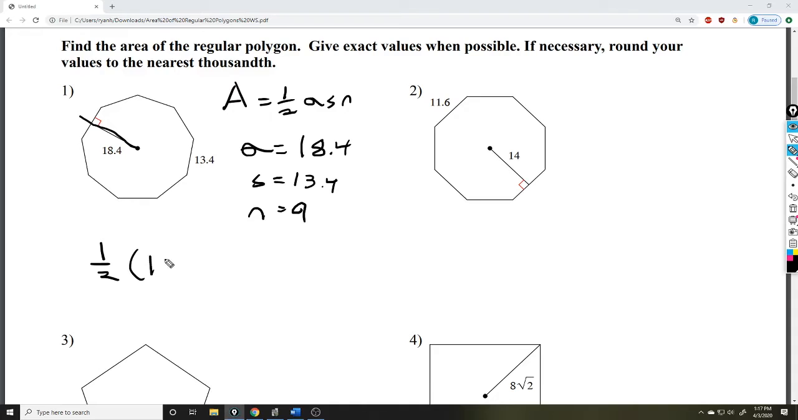1/2 the apothem, which is 18.4, times the side length, which is 13.4, times the number of sides, which is 9. Plug that all in, get it out in the calculator.